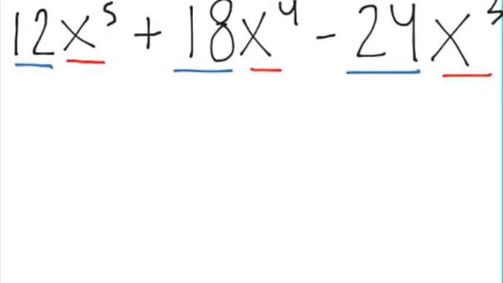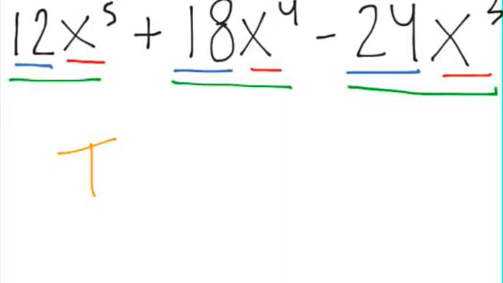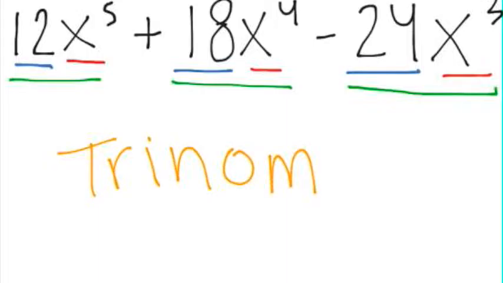So here, as we can see, there are three different combinations of a coefficient and a variable, meaning that this type of function is called a trinomial.